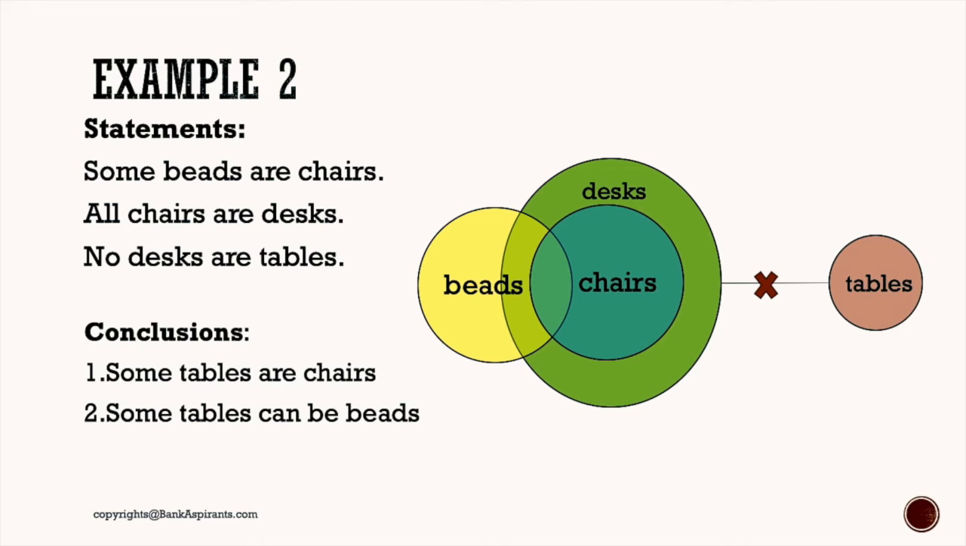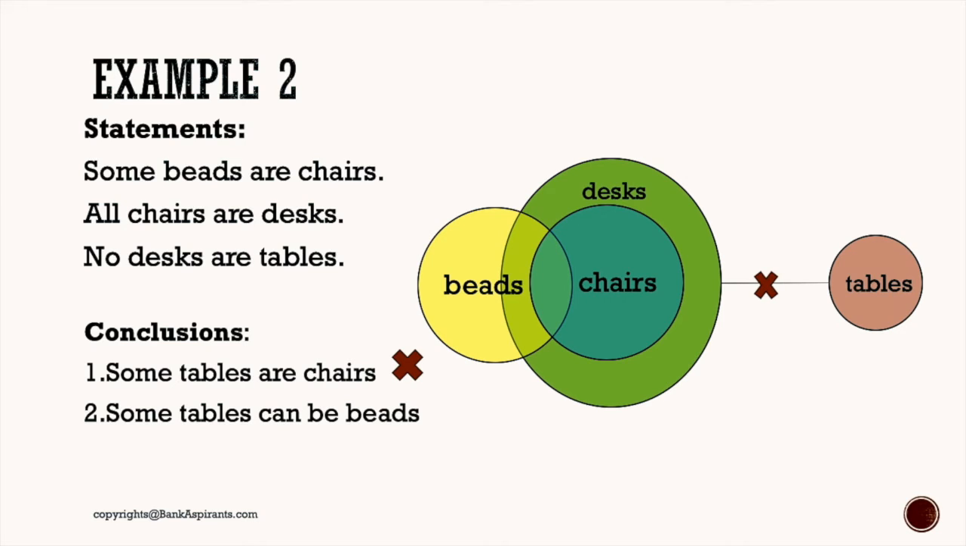Is there a relationship between table and chair? No. Since chair is inside desk and desk is not a relationship with the table. So some tables or chairs does not follow. No, it is wrong. Some tables can be beds.